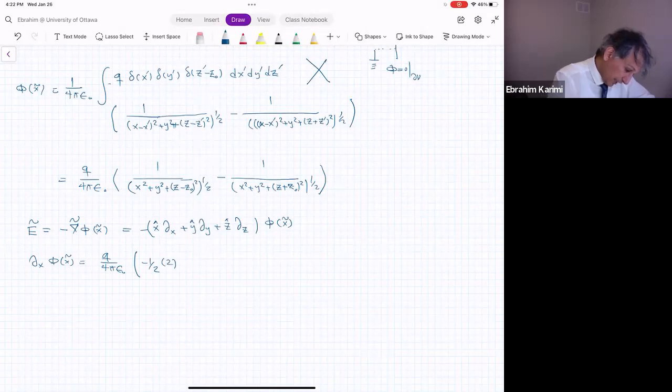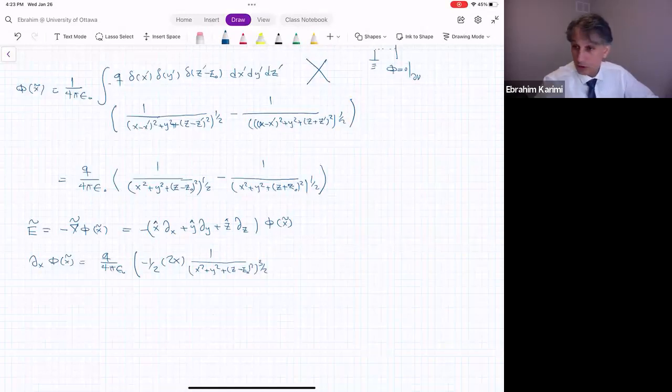Then times 2x. Let's write it down. Derivative of that will be 2x. Then that will be 1 divided by (x minus x prime) to the power of 2 plus y to the power of 2 plus (z minus z0) to the power of 2, all to the power of 3 divided by 2. Agreed? I'm taking the derivative.